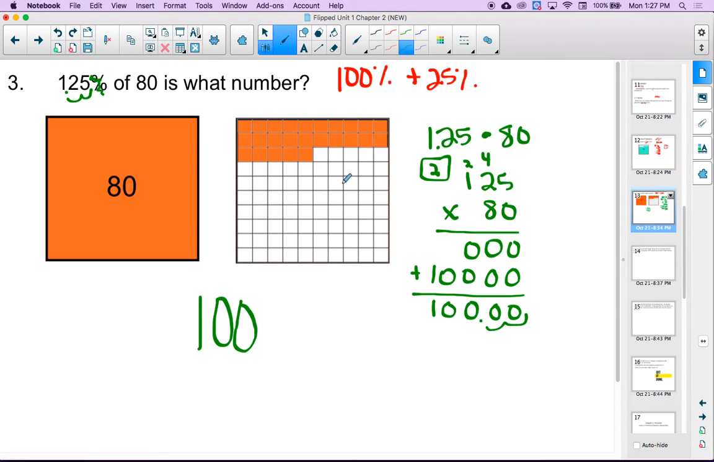Let's see if that makes sense. 125% of 80, that was 100%, so that's our 80. Plus 25%, here's our 25%, that ends up being 20. And if we add those together, we get our 100. The other way to do this problem, exactly how we just showed it, is to turn our 125% into a decimal and multiply. So we get an answer slightly bigger than 80 when we take 125% of 80.